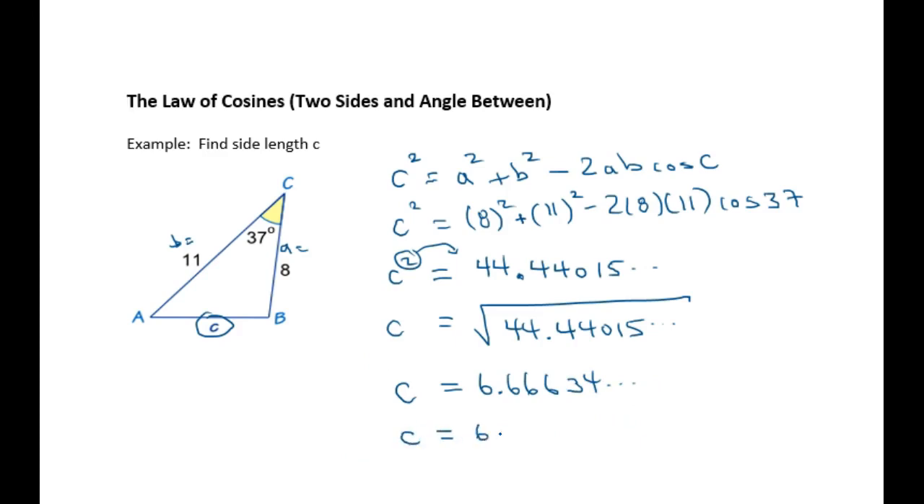So C is equal to 6.7 as my side length. We don't have any units on it, so I have no unit to put on the end.